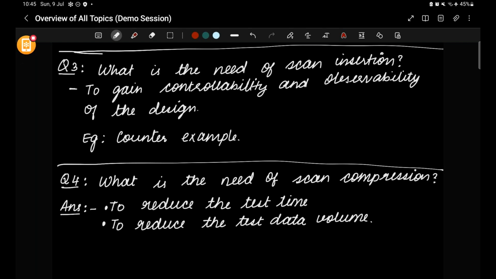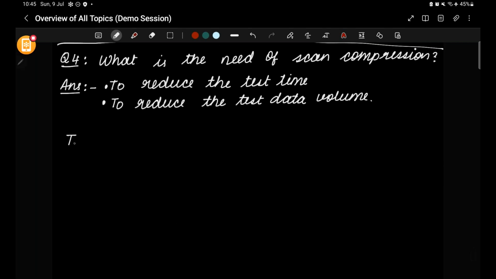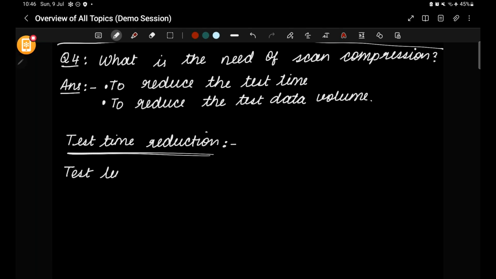With this point, you can even take an example and explain with the help of an example how with compression our test time will reduce and our test data volume will reduce. So the first thing which we'll see is test time reduction. There is actually a formula for test time. Can anyone put in the chat box what is the formula for test time? How to calculate test time? You can put it in the chat box, if you know.